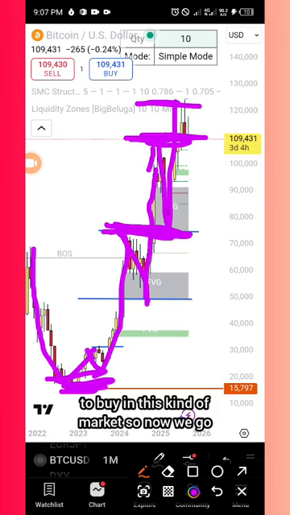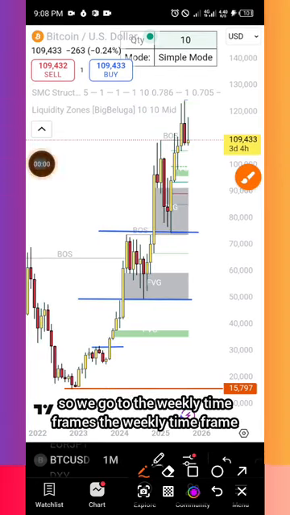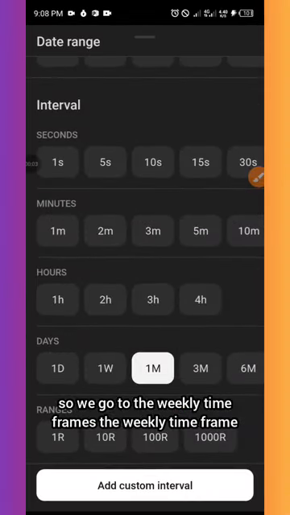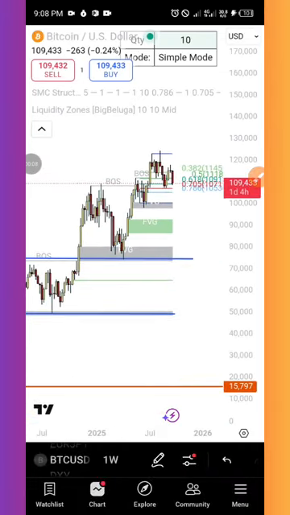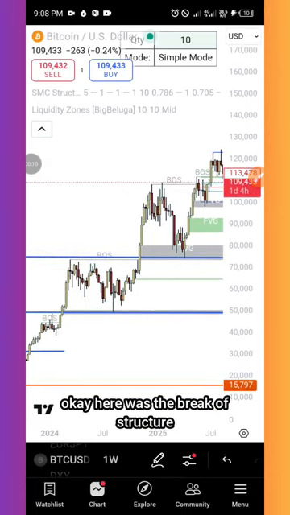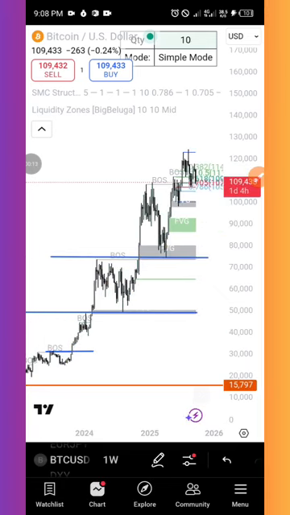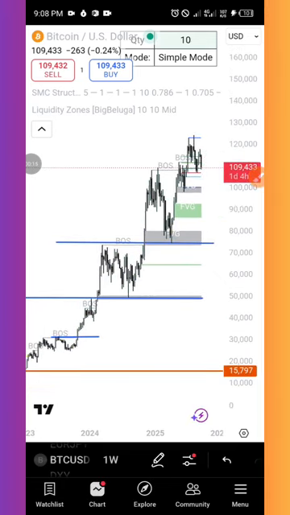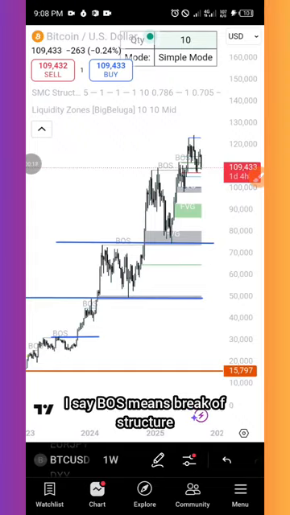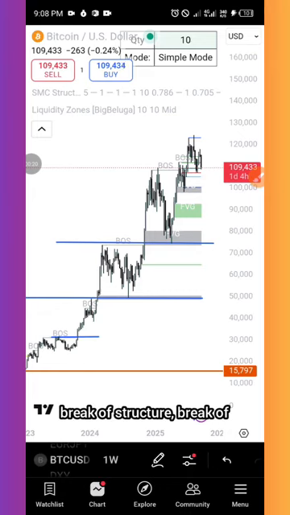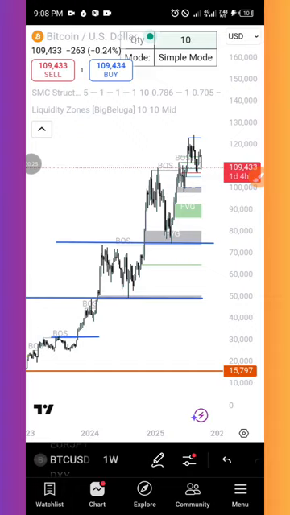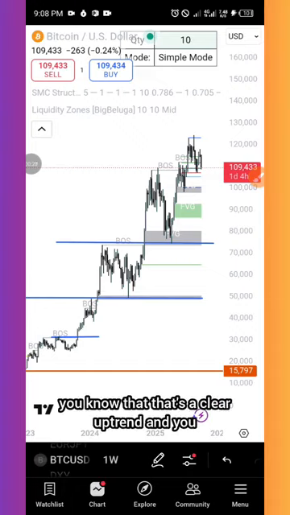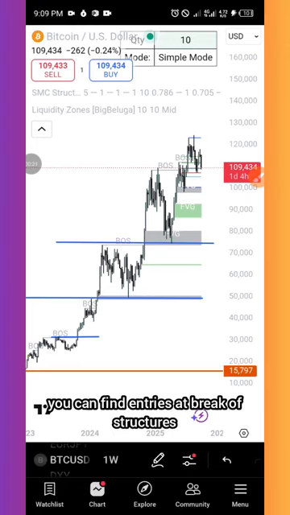So now we go to lower time frames, to the weekly time frame, and then we can see the same structure. Here was the break of structure. Here was break of structure. I say BOS means break of structure. So when you see multiple breaks of structure going to the upside, you know that's a clear uptrend, and you can find entries at break of structures.